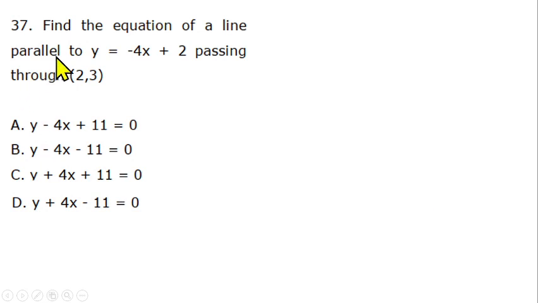Question number 37 is also from coordinate geometry. We have to find the equation of the line that is parallel to this line, and the line passes through (2, 3). So we know the condition for parallelism in coordinate geometry: the gradients of the two lines must be equal.